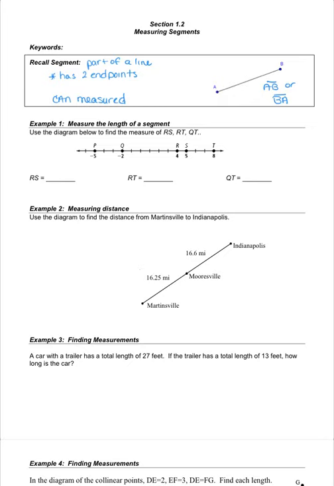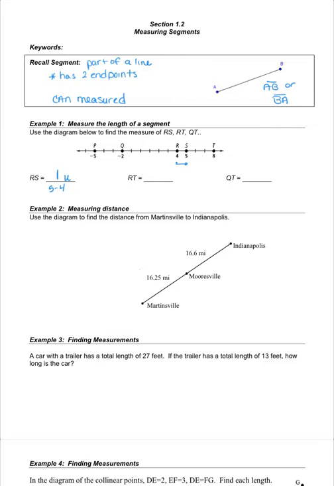So if I look at example 1, this is measuring from a number line, and it says use the diagram below to find the measures of RS, RT, and QT. So if I look at RS, RS is just from here to here. So we just want to know how far is it from point R to point S. So we can do this 2 ways. We can just count. So on the number line, if I move from R to S, we move over 1 spot. So the length is 1 unit. We could have also done 5 minus 4.